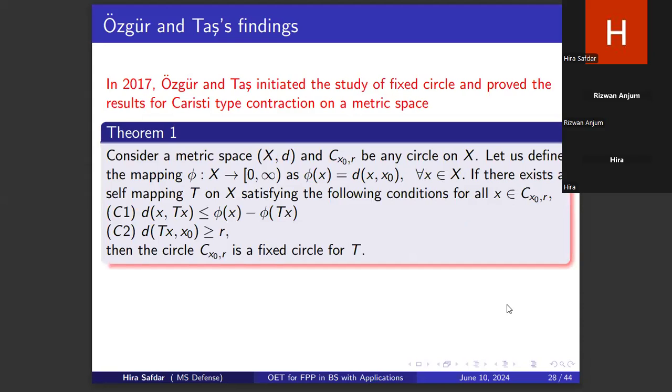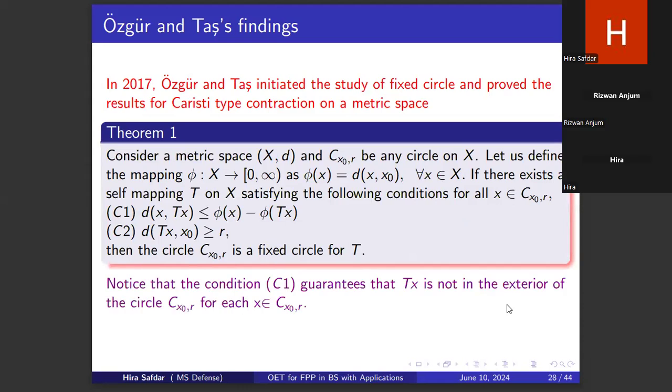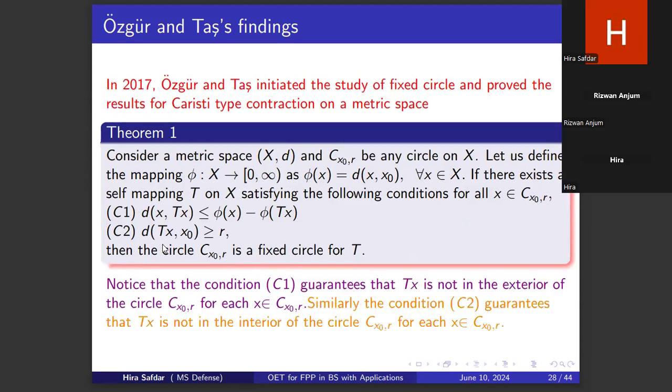Özgür and Taş's finding in 2017: Özgür and Taş initiated the study of fixed circles and proved the result of Rhoades type construction on a metric space. Notice that C1 guarantees that Tx is not in the exterior of a circle. Similarly, C2 guarantees that Tx is not in the interior of the circle.